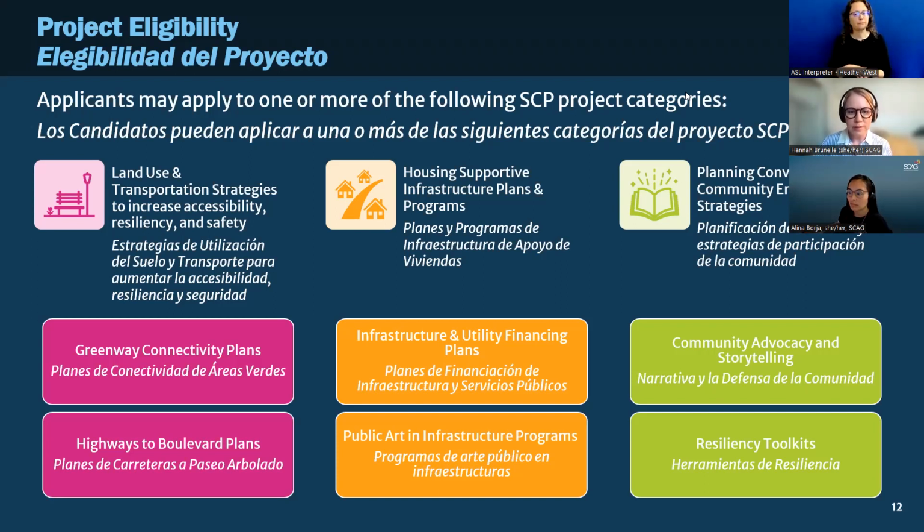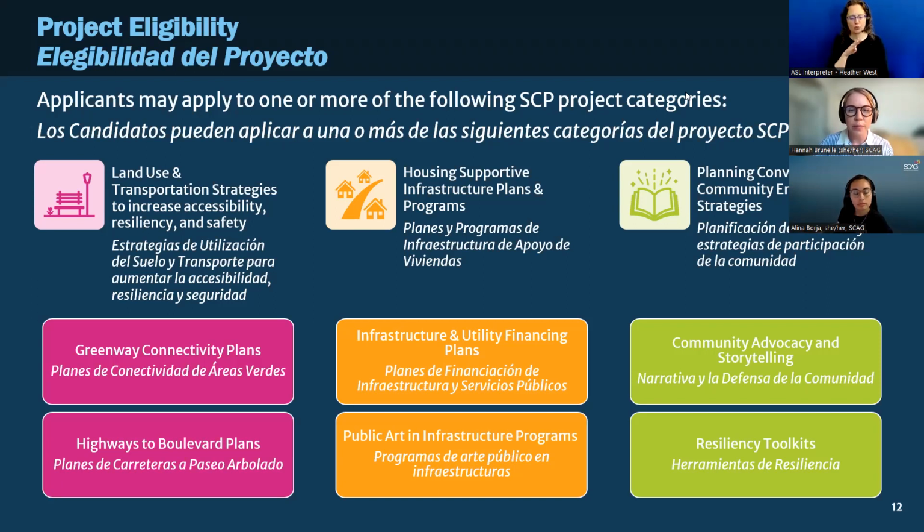And so these 3 buckets you can see on the slide include land use and transportation strategies to increase accessibility, resiliency, and safety, housing supportive infrastructure plans and programs, and planning convenings and community engagement strategies. And so under the first bucket, we have a couple of example projects to give you a sense of the types of projects and programs that are eligible. So these include greenway connectivity plans, highways to boulevard plans.